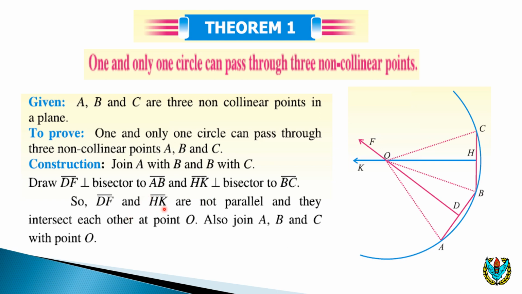DF and HK are not parallel. These are the right bisectors of the line segments AB and BC. And both these right bisectors DF and HK will meet at point O. We will also join O with A, O with B, and O with C.